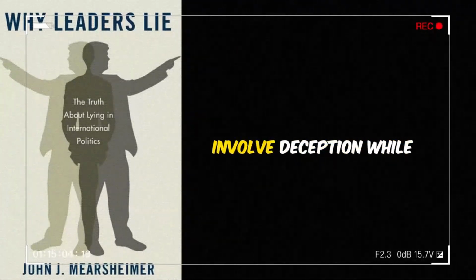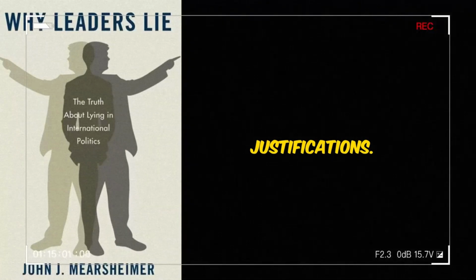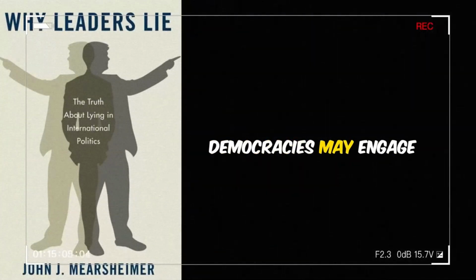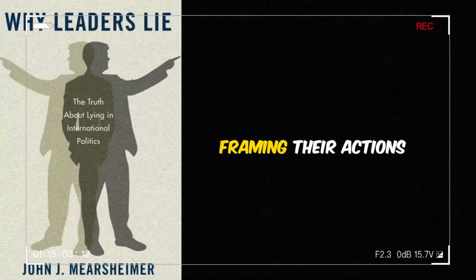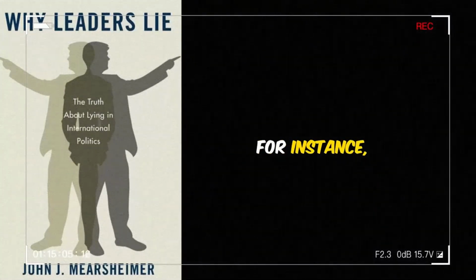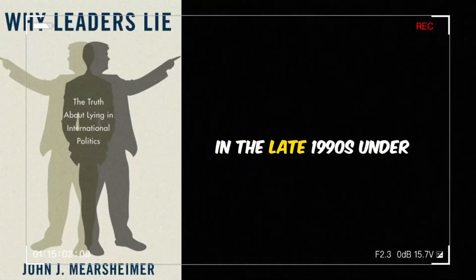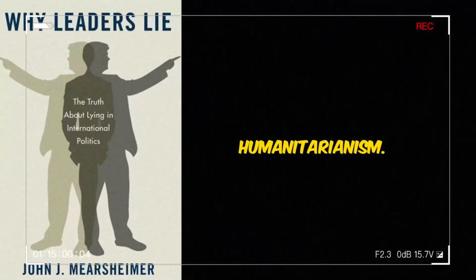Key point number 10. Liberal lies involve deception while claiming moral justifications. Leaders in liberal democracies may engage in deception while framing their actions within a moral context. For instance, Western leaders justified military intervention in Kosovo in the late 1990s under the guise of humanitarianism.